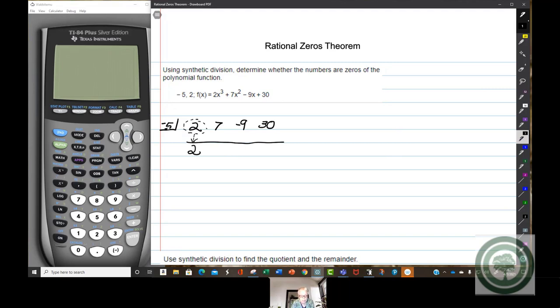Then I take that number and I multiply it by the number in the backwards L, my test number. So 2 × -5 = -10. I write -10 under the next number, 7. -10. Now I add 7 + -10, and I get -3.